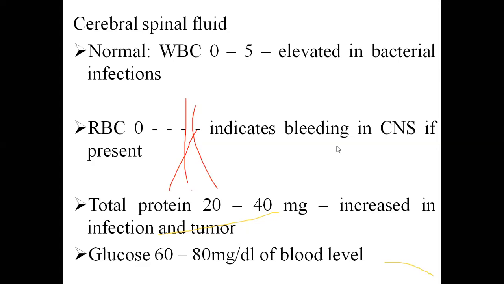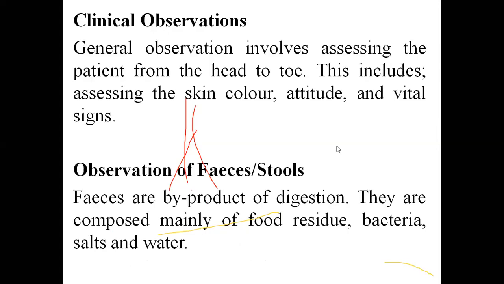And glucose, you should have 60 to 80 milligram per deciliter of blood. That's the normal values you should have. But once you have anything beyond this value, then you know there is a problem. So what are those clinical observations that are required?